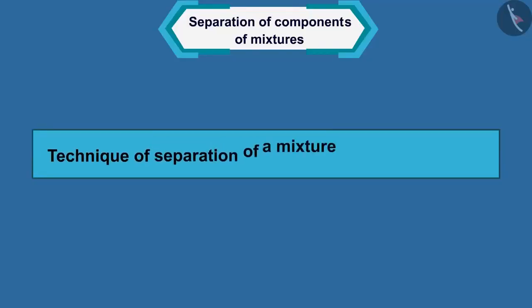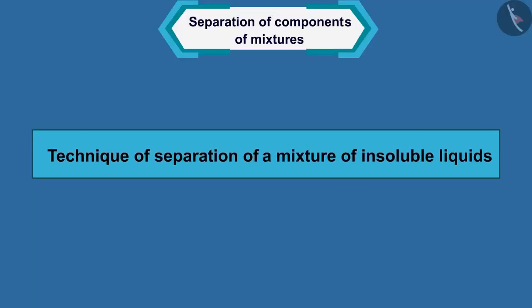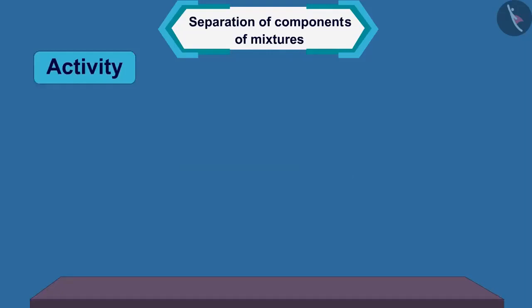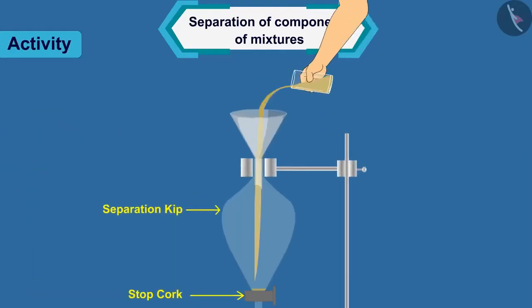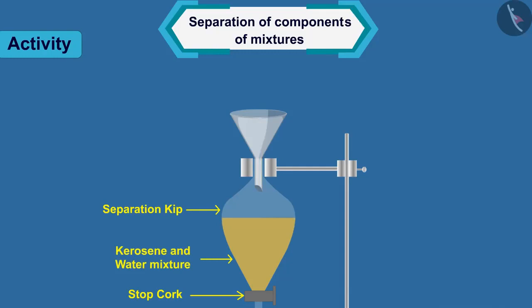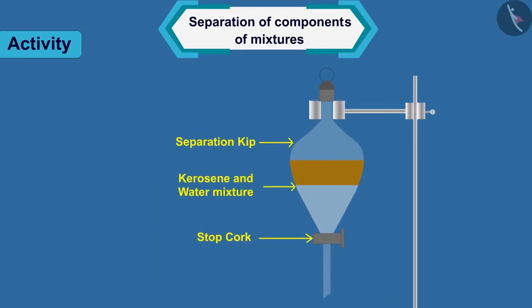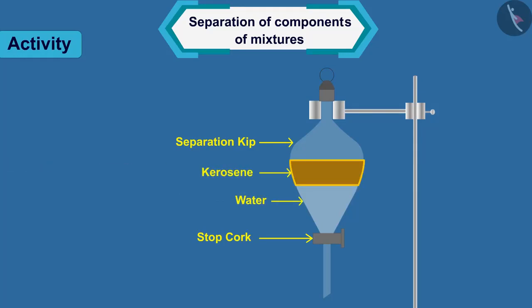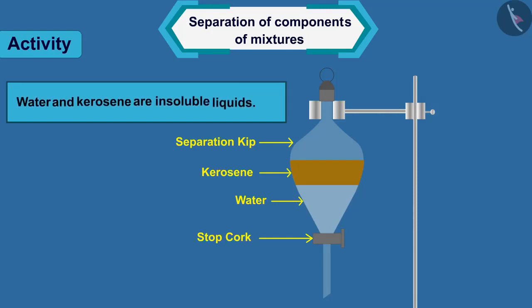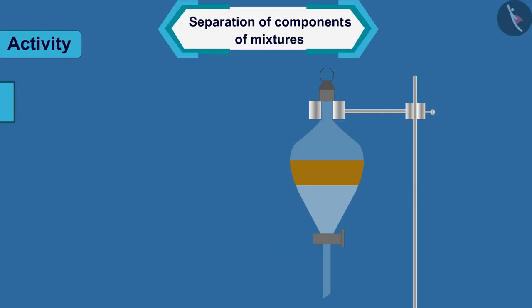Now let us learn about the technique of separation of a mixture of insoluble liquids. In this activity, we will put a mixture of kerosene and water in a separating funnel. Now, we'll leave it undisturbed for a while. What do you see after a while? Yes, after some time, separate layers of water and oil are formed. But why so? This is possible because water and kerosene are insoluble liquids.